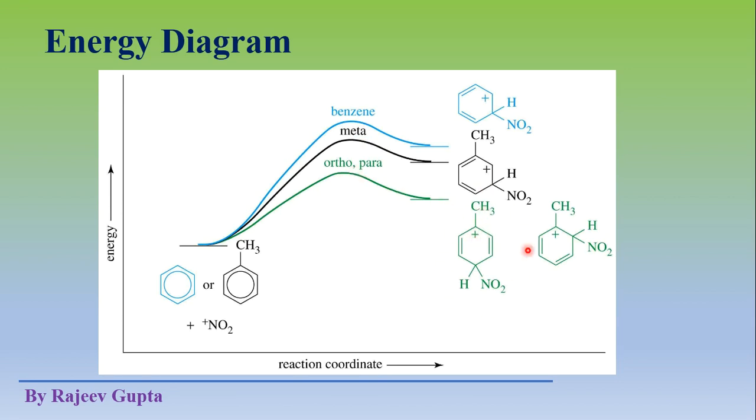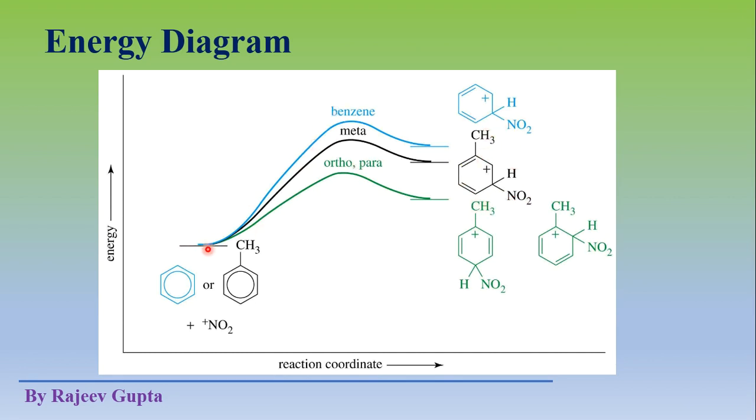Also, the energy of the obtained intermediates in the case of para and ortho attack is almost similar and lowest, but in the case of meta attack in toluene, we get a high energy intermediate. So the formation of this intermediate is not favorable. So addition at the meta position is not favorable in this type of compound, which is toluene.